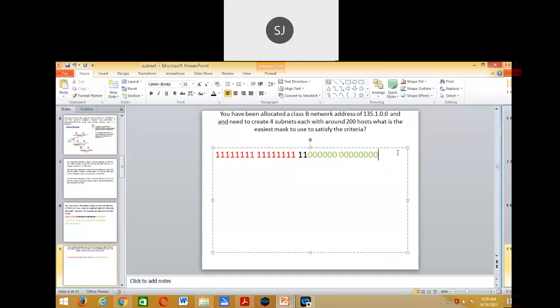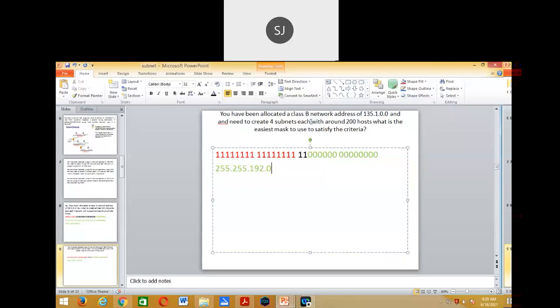So what is the subnet mask now? This itself is a subnet mask, but how do you write it? 255.255.192.0. Good. So this is the subnet mask. Okay, is it clear? Yes or no?